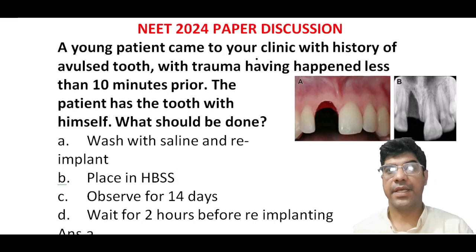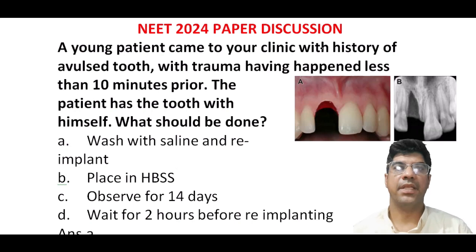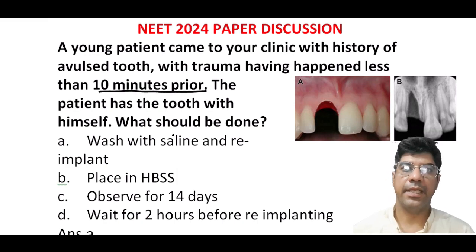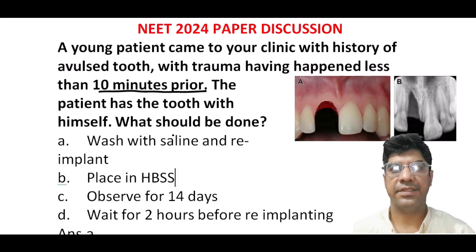A young patient came to your clinic with a history of avulsed tooth, with the trauma having happened less than 10 minutes prior. The patient has the tooth with him. What should be done? The answer is wash with saline and reimplant. So let us discuss how.